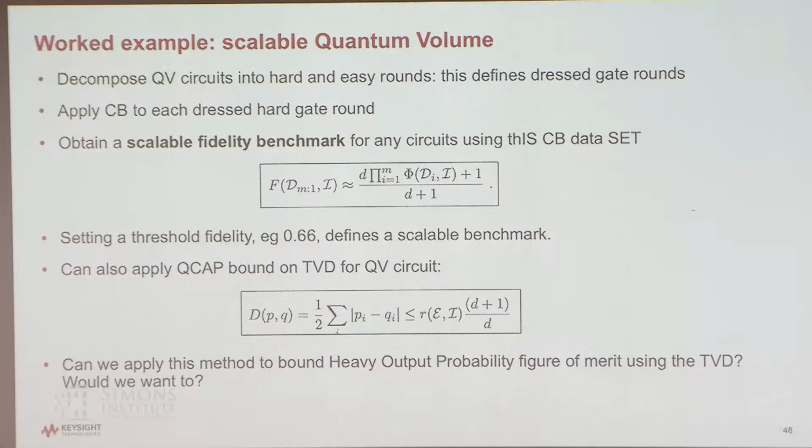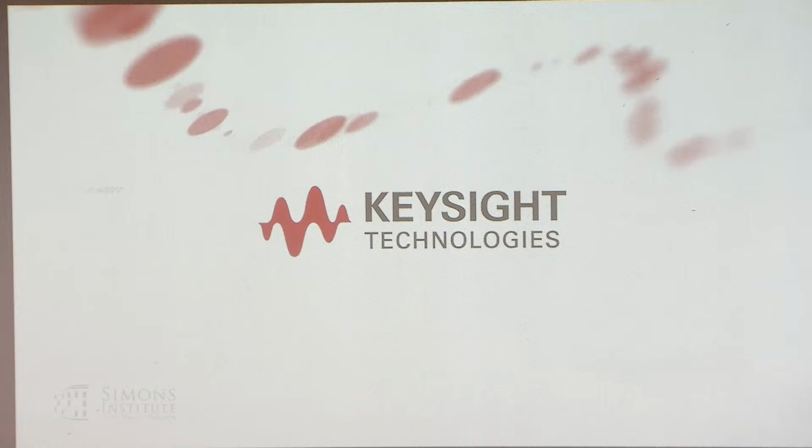I mean, there's a lot of ways to do this. And an open question I have is, we could probably bound the heavy output probability from this TVD. I haven't had a chance to look into this, but I don't know if we would even want to. Maybe someone can explain this to me, but I feel like the heavy output probability is kind of an ad hoc figure of merit anyway. So I don't know why we want to bend over backwards to bound it. Maybe it's best to stick to these more primitive quantities in that context. And with that, I end my talk. So thank you for your attention.